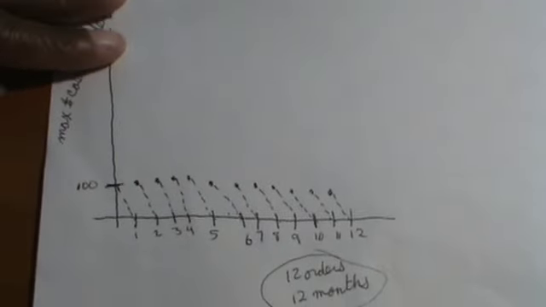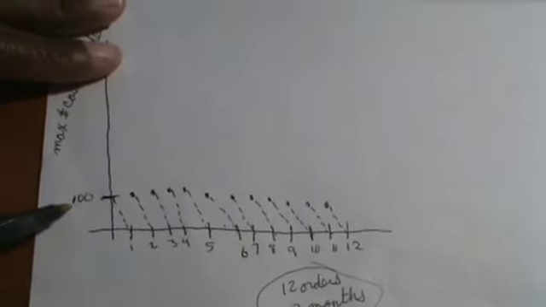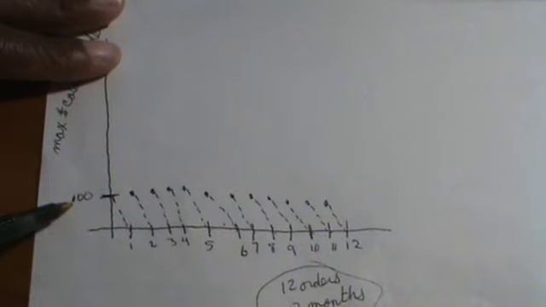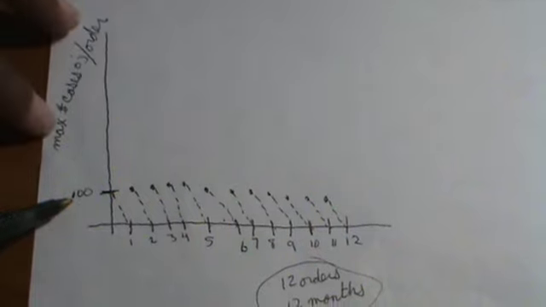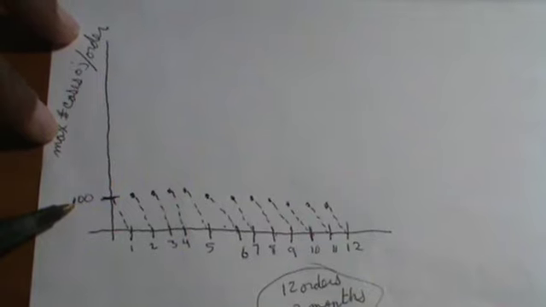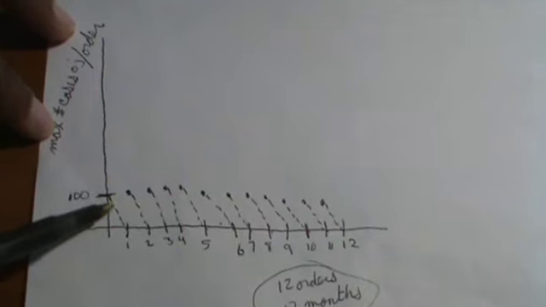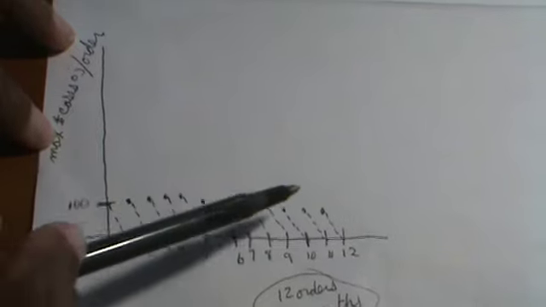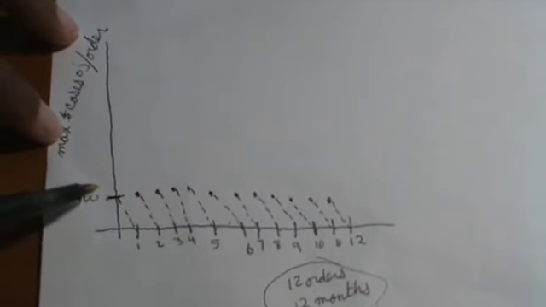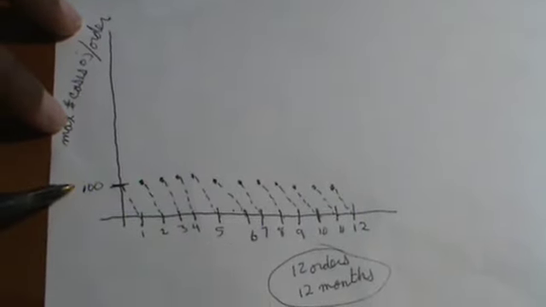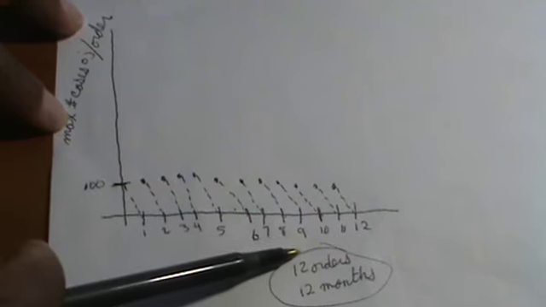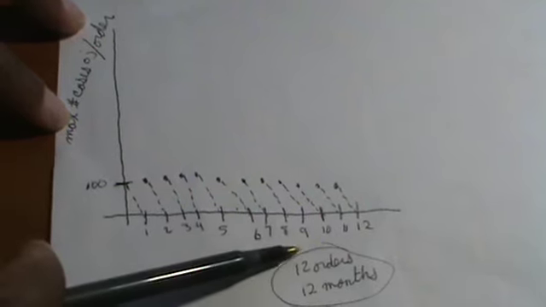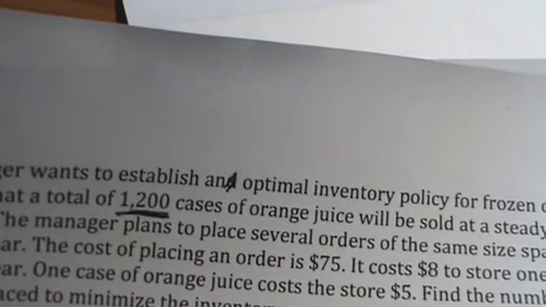Another possibility is what happens if you were to place an order of size 100. If you're trying to sell 1,200 total, then you have to do 12 purchases. You buy 100, deplete it down. The next month you buy another 100, deplete it down, and so forth over the course of 12 months. So if you have 100 as the maximum that you're going to place in your storage facility, then you have to make 12 orders to accommodate the 1,200 cases of orange juice.